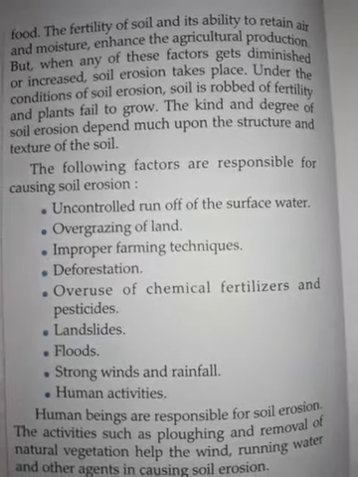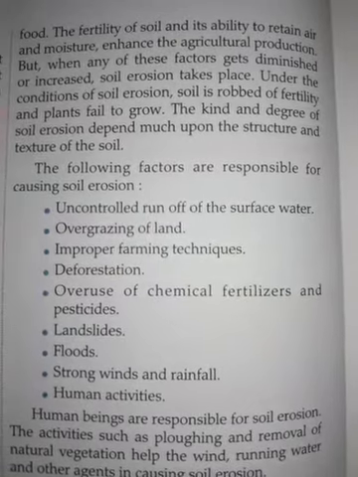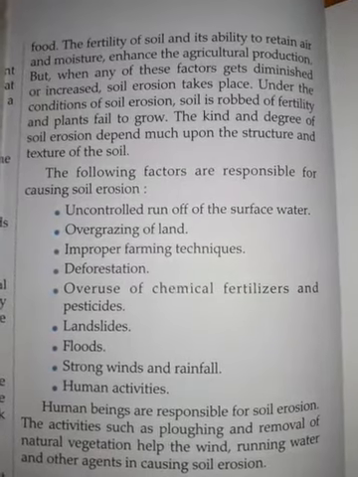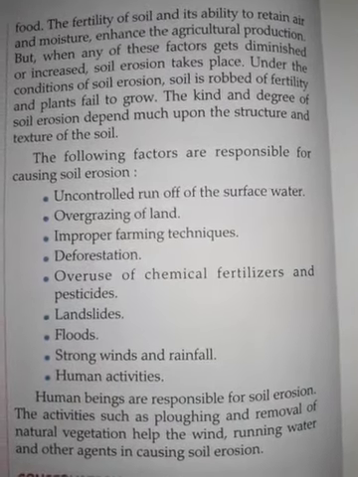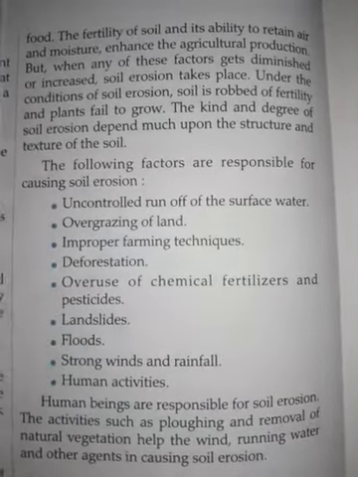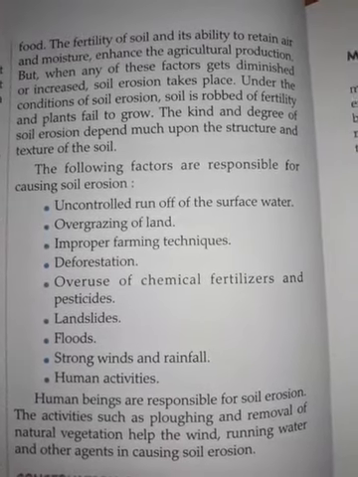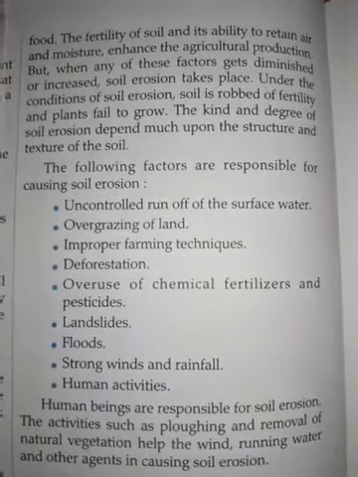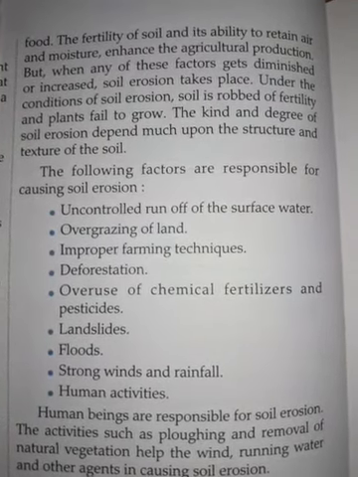If the fertility of soil decreases as the humus of the soil is moved away from a certain region, then that region becomes infertile, and the removal of the upper soil is called soil erosion. Under soil erosion, the fertility of the soil decreases, and there are various reasons why the fertility of the soil decreases, and also the erosion of soil.